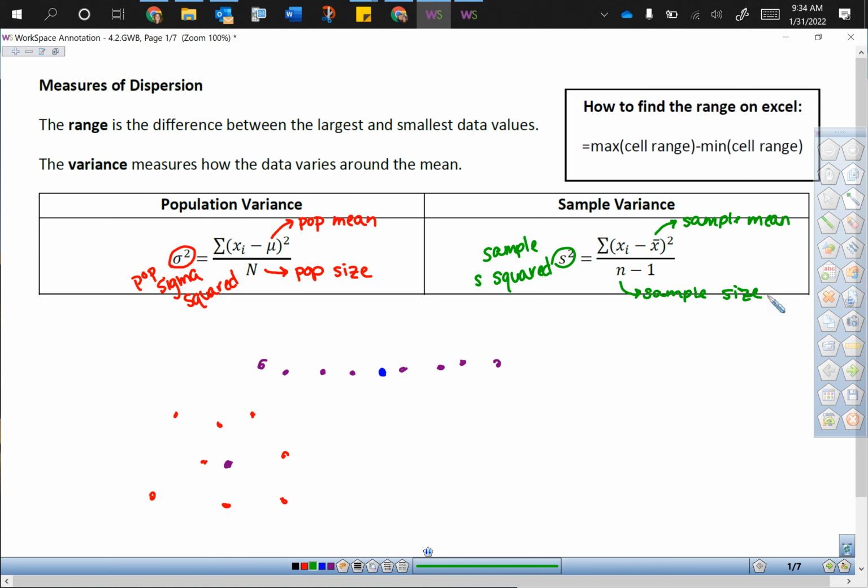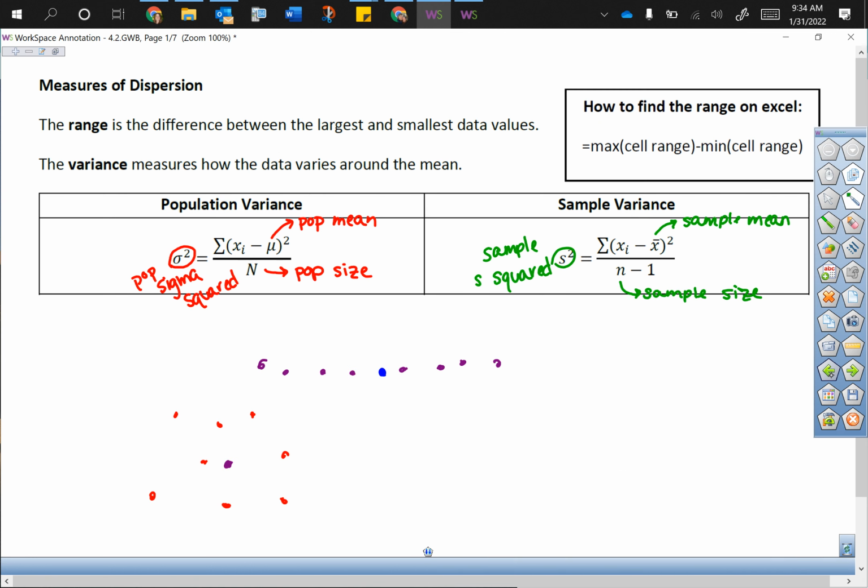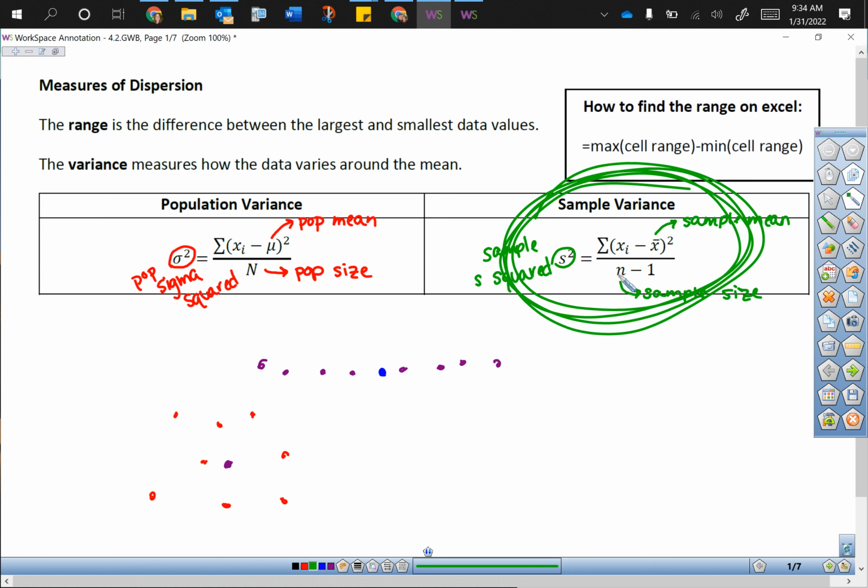So here's what we're going to do. We're just going to give an example and work through this so you guys know how it works, what it means. Here's an example. Given the following times in minutes of 6 people running a 1,000-meter course, compute the sample variance. So they're telling us right off the bat that it's sample variance, so we're going to use this formula right here.